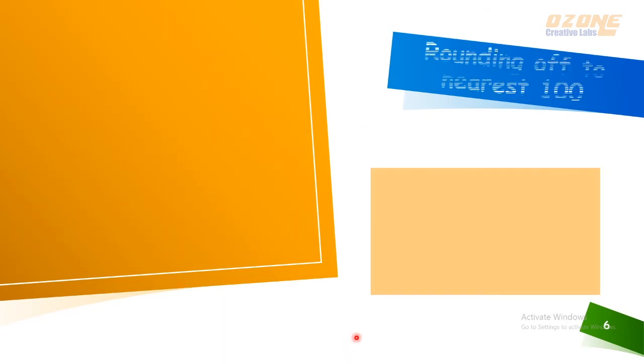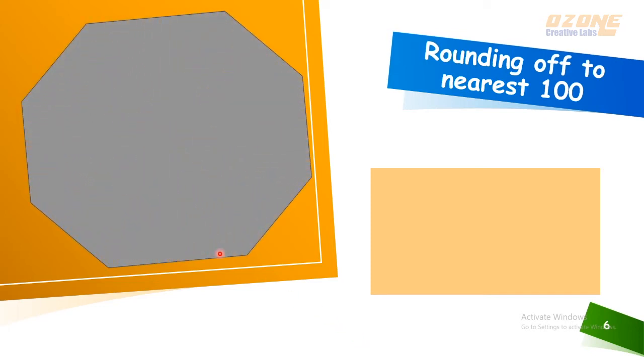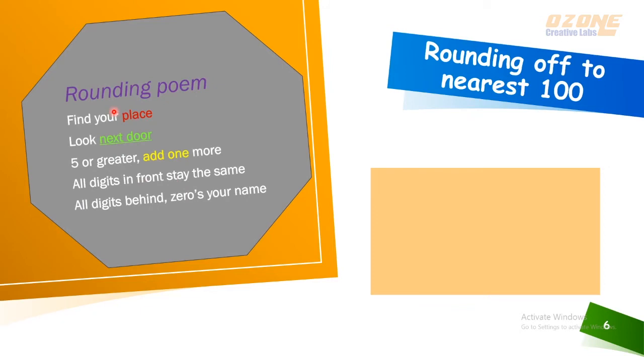Next we will see rounding of numbers to the nearest hundreds place. For that we will remember a poem. Rounding poem we can call. So the poem is like this. Find your place, look next door, 5 or greater, add one more, all digits in front stay the same, all digits behind, zeros your name. So with an example I'll explain this one.